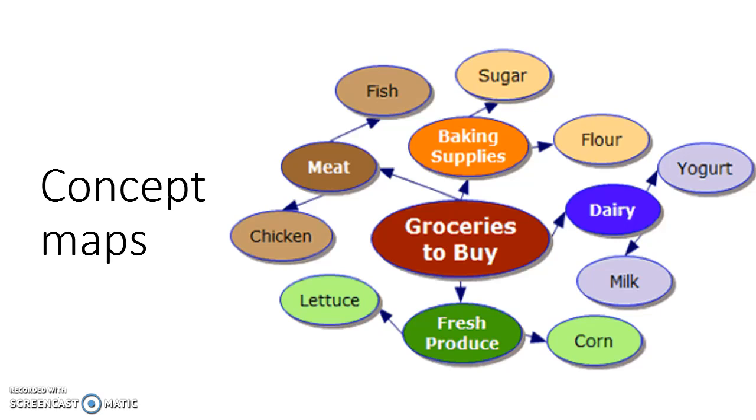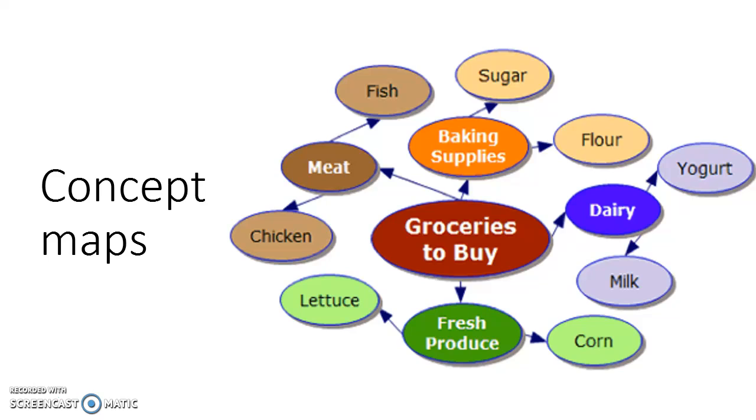Concept maps are another form of graphic organizer that you can use. Concept maps are a lot like journal articles in a newspaper. So you have a bigger square or circle, whichever you use, and that is your title of your article. And then you have subheadings of your article, which are like baking supplies, dairy, fresh produce, meat. And then you have the actual content, which would be like the fish and chicken, the sugar and the flour. And it just organizes the information below the subheadings.